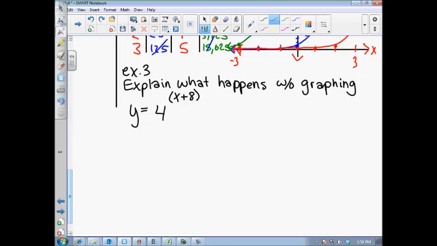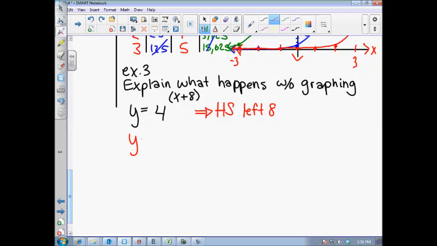Gabe, what does it do? Shifts left how many? 8. So we call it a horizontal shift. So I'm going to write HS is our abbreviation for horizontal shift left 8 because we think opposite, right? So it's plus, we think opposite.